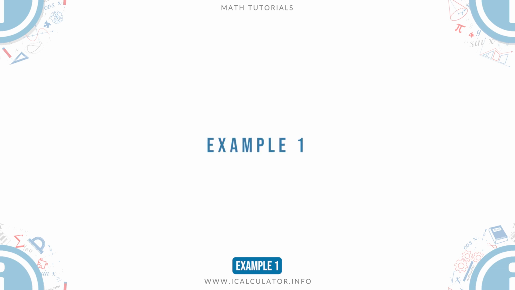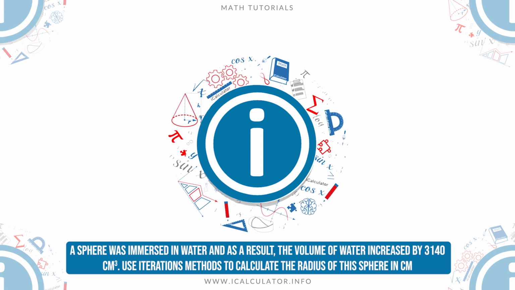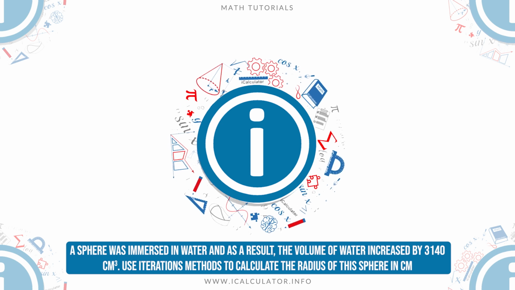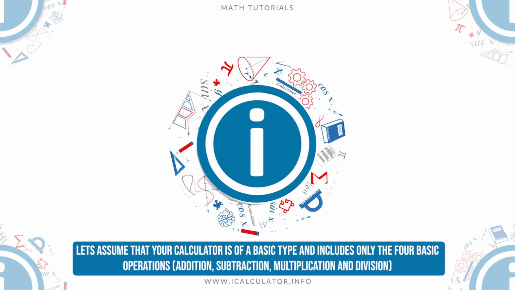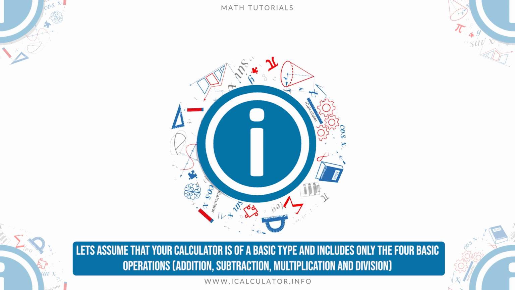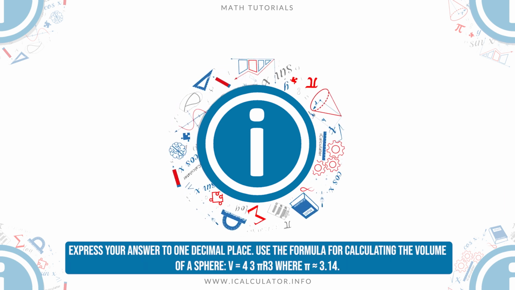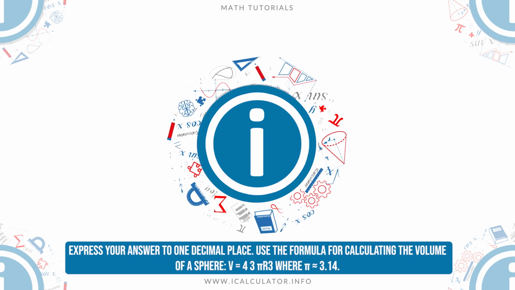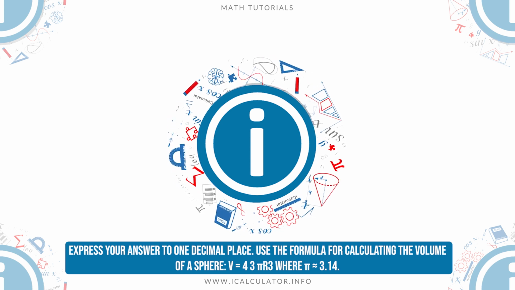Example 1. A sphere was immersed in water and as a result, the volume of water increased by 3,140 centimeters cubed. Use iteration methods to calculate the radius of this sphere in cm. Let's assume that your calculator is of a basic type and includes only the 4 basic operations: addition, subtraction, multiplication, and division. Express your answer to 1 decimal place. Use the formula for calculating the volume of a sphere, V equals 4 over 3 pi r cubed, where pi approximately equals 3.14.